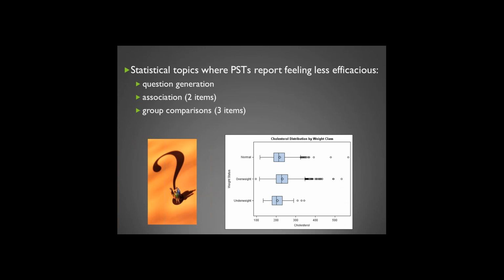So summarizing the items that pre-service teachers reported feeling less efficacious about, the first one is question generation. So generating a question that doesn't have a yes or no answer. There were 2 items about association, and then there were the 3 items about group comparisons. So the box plot here is just meant to represent that if the pre-service teachers gave their students a question or wanted to have their students answer a question using something like this graphic, the pre-service teachers weren't feeling very efficacious about teaching their students the skills to make group comparisons.